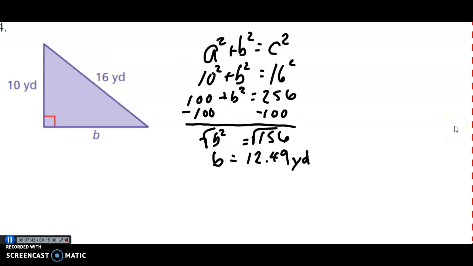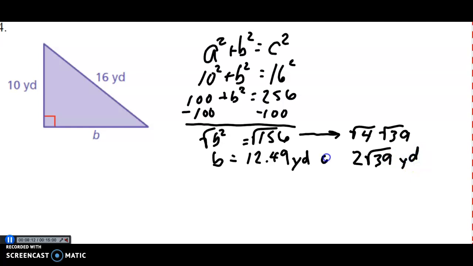Alright, hopefully when you solve this one, you got 12.49 yards. I did want to mention on this problem that 156 actually does simplify. If you looked for perfect squares that go in, 4 is one that goes into 156. And it's the square root of 4 and the square root of 39. So another possible answer here would be 2 root 39 yards.